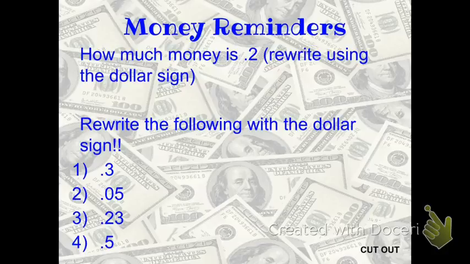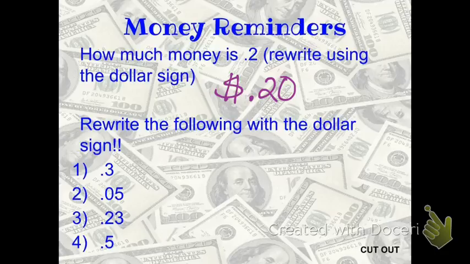Okay, it says, how much money is 0.2? Rewrite using the dollar sign. So let's talk about that one. Okay, be very careful about where you put the dollar sign because money always has two numbers behind the decimal. So on the first one, it's going to look like this. Put our dollar sign. Decimal, we need two numbers behind the decimal. It is not 2 cents, it is 20 cents. Okay? Because it's 2 tenths, not 200ths.